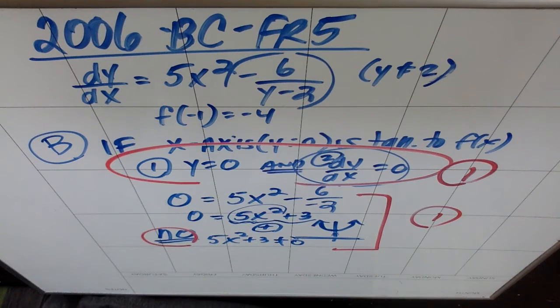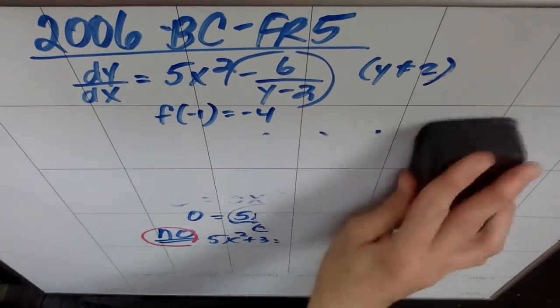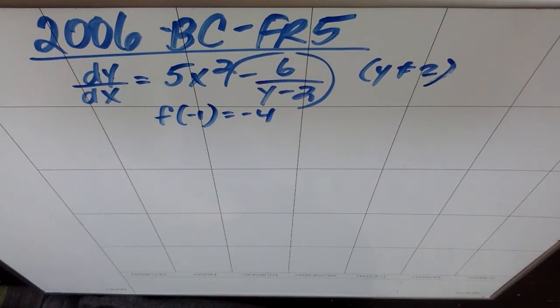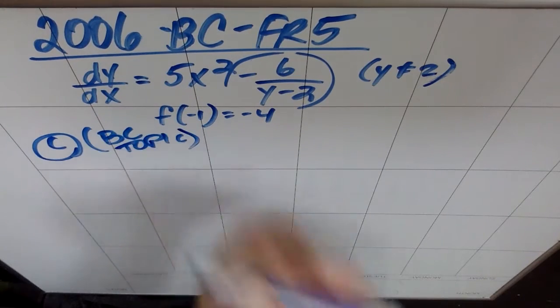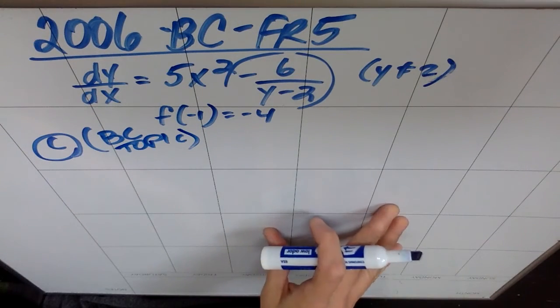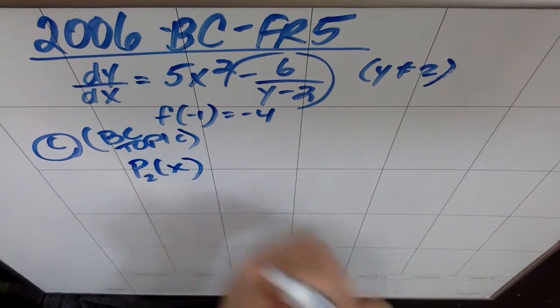Cool. All right, so part C. Find the second degree Taylor polynomial about x equals -1. Now we've got some calculus that's BC. So finally some BC. This is a BC topic, which is why it was on the BC test and not the AB test. So they want the second degree Taylor polynomial, P sub 2 of x.